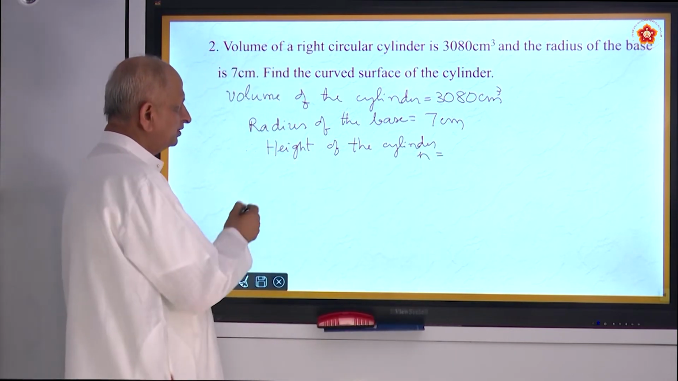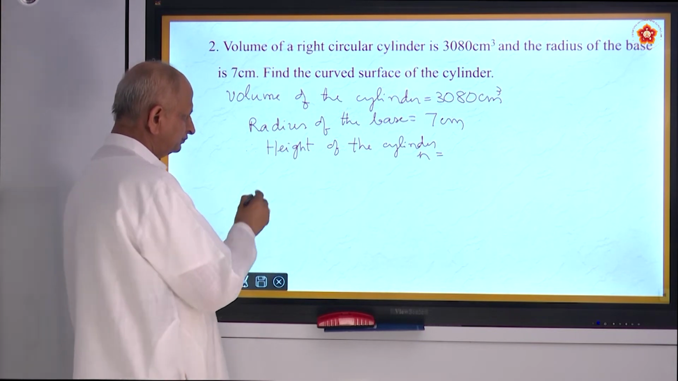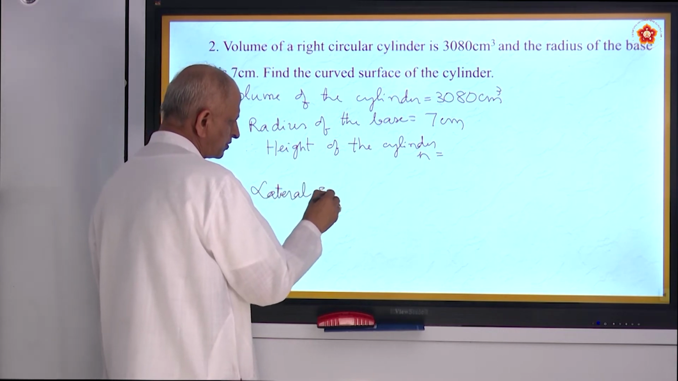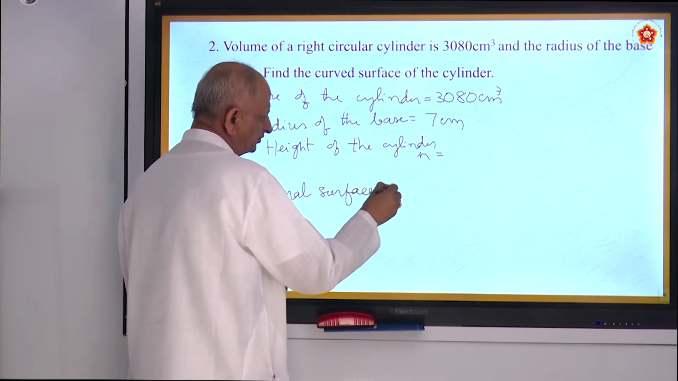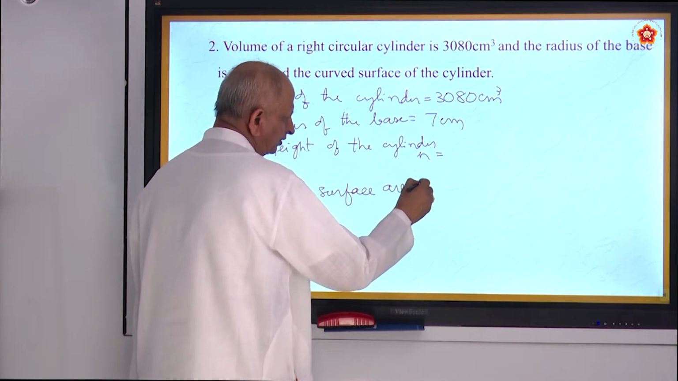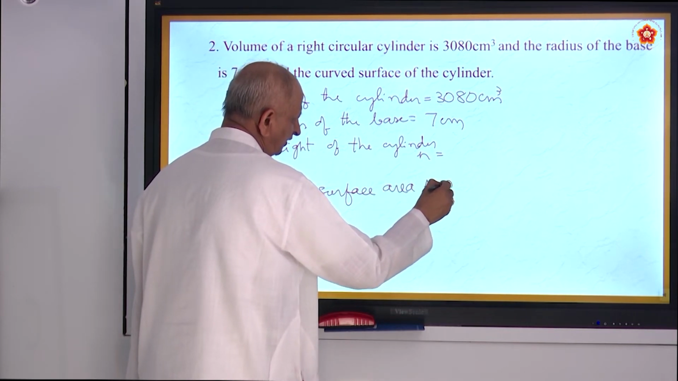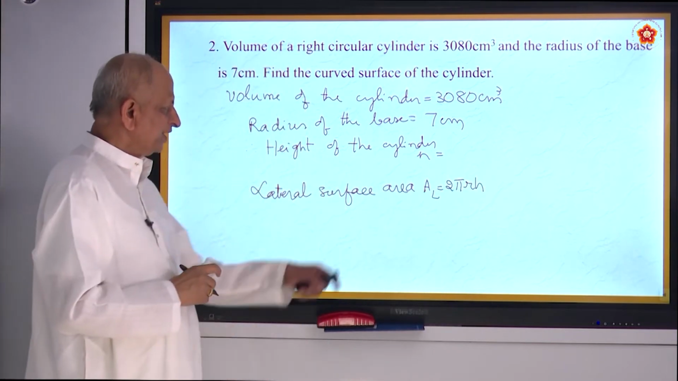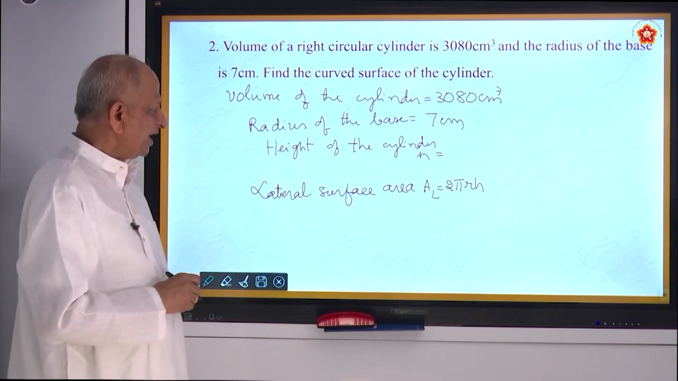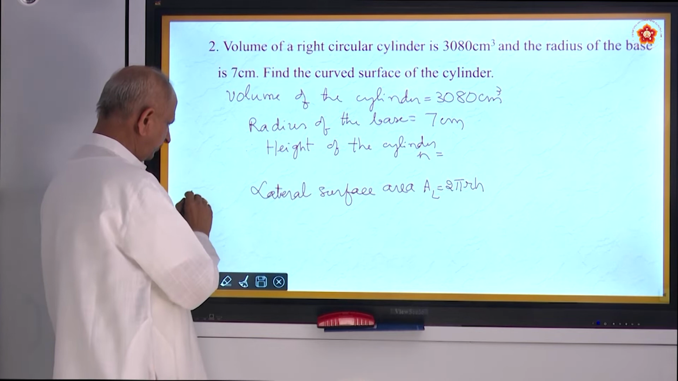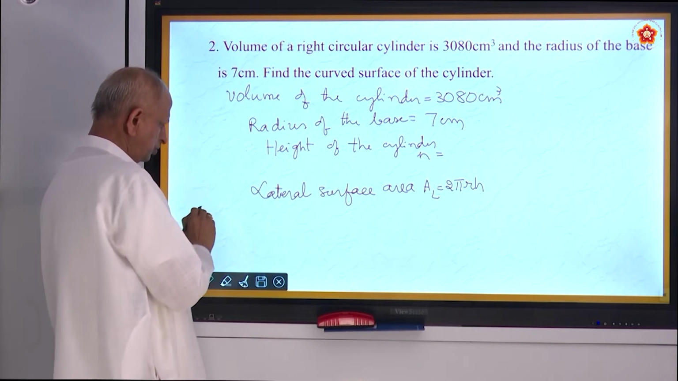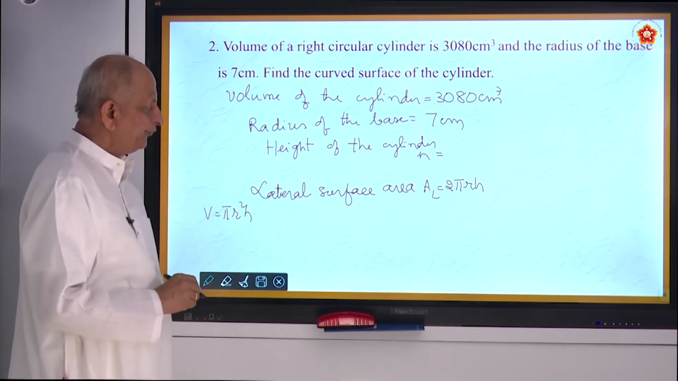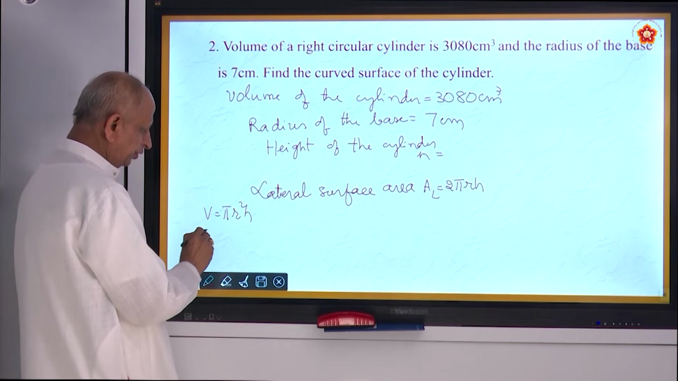Then you can find out lateral surface area or curved surface area. Next is lateral surface area, also called as curved surface area. Formula is 2 pi r h. Now in this formula you want h. How to find out h? V is equal to pi r square h, no? That is the formula. And the value of V is 3080.